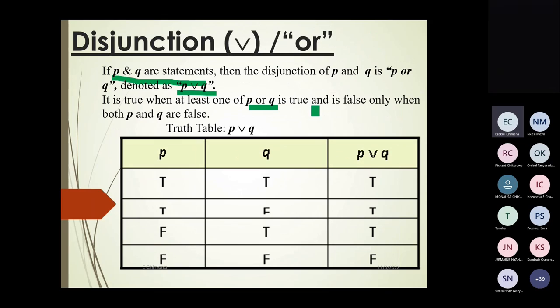Then for the disjunction, here, the P is what? P or Q?